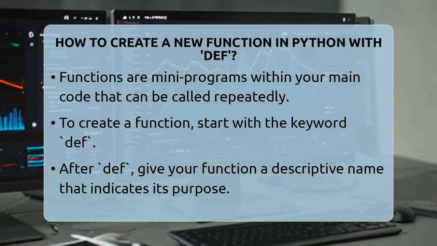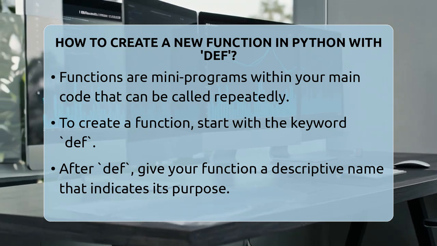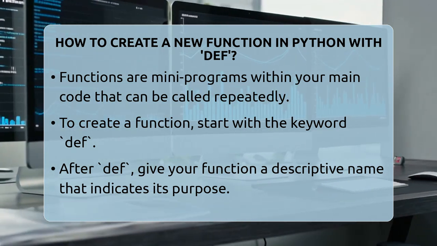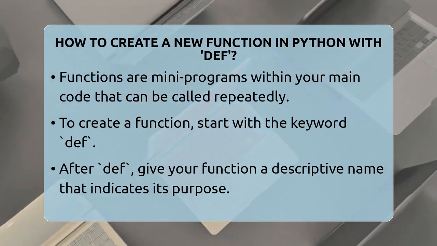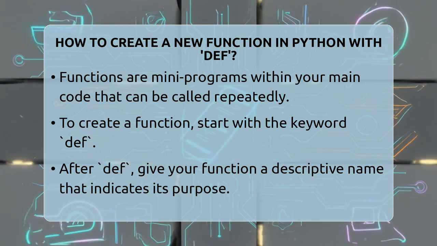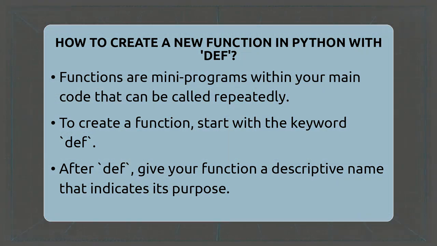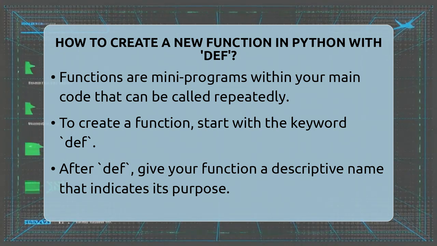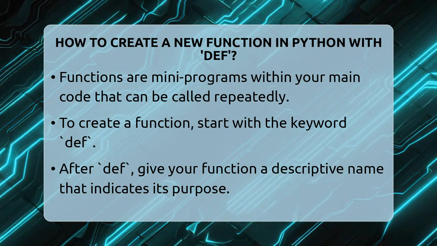How to create a new function in Python with def. Imagine you have a task you do repeatedly in your code, like greeting someone or calculating a total. Instead of rewriting the same code every time, you can create a function. Functions are like mini programs inside your main program that you can call whenever you need them. Creating a function in Python is straightforward and makes your code cleaner and easier to manage.